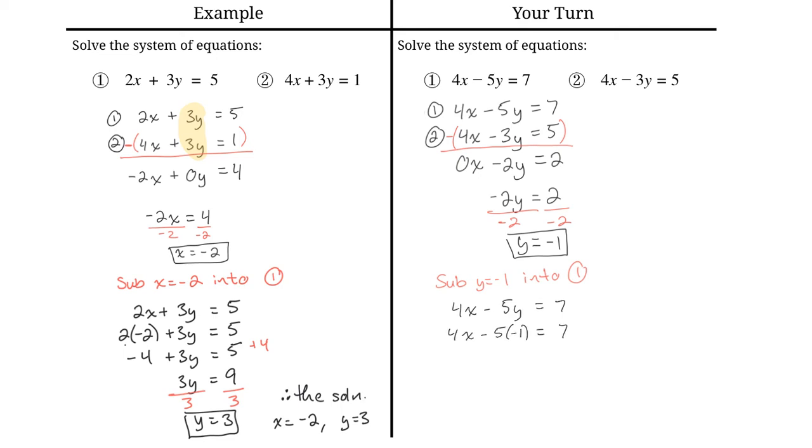And we can start solving. So negative 1 times negative 5 is just a positive 5. And before we get x on its own, we need to get rid of this plus 5. So we're going to subtract 5, and we're just going to be left with 4x equals 2. And to get x on its own, we're going to divide by 4. So x is just equal to 0.5. Therefore, the solution to this system of equations is x is equal to 0.5 and y is equal to negative 1.